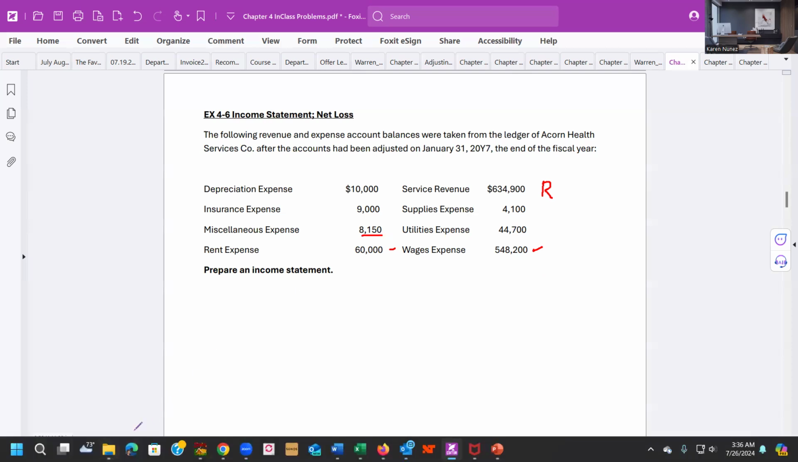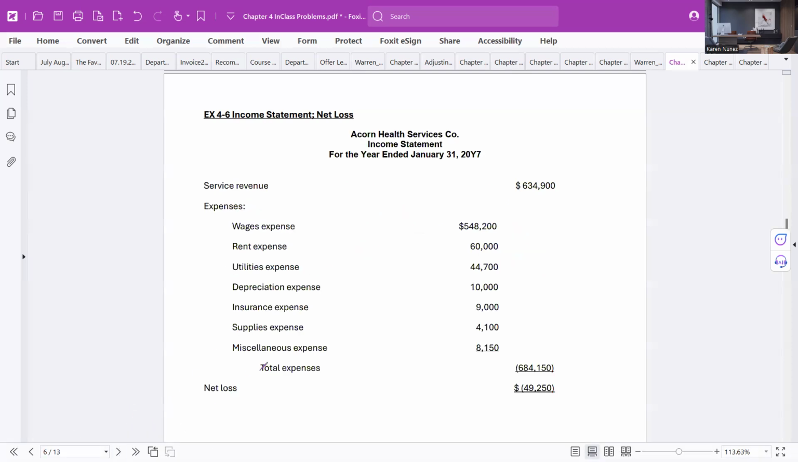Same thing we did on the last statement. So again, here's our income statement. We start with that revenue, right? Revenue minus all of these expenses. Order of magnitude. Start with the largest, work our way down, put the miscellaneous at the bottom.